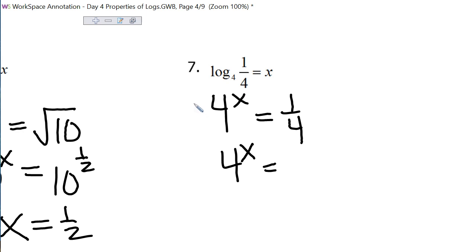Instead of 1/4, that's 4 to what power? -1. So the bases are equal. What does that tell me about the exponent? They're equal, so the answer is what? X equals -1.